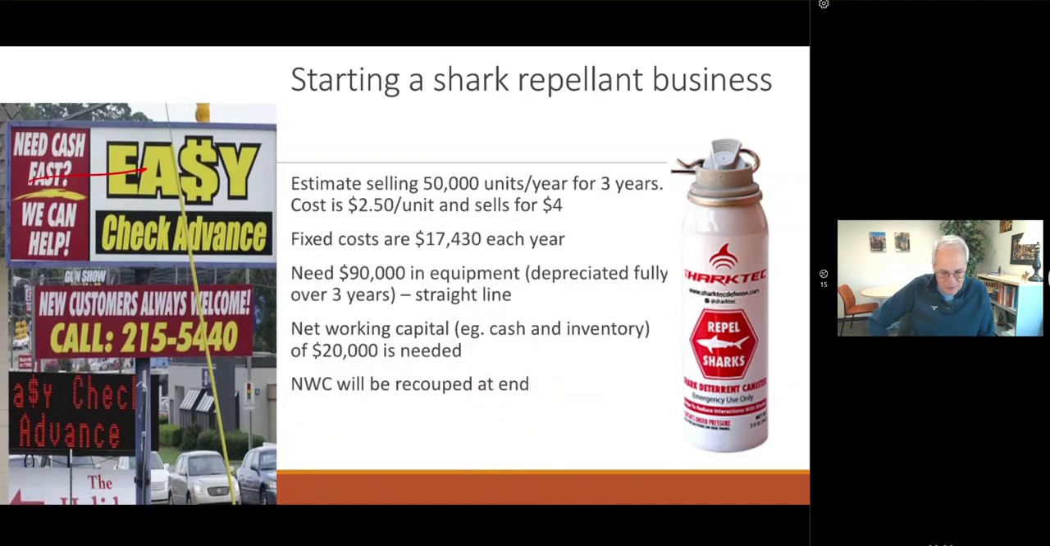So we're going to start a shark repellent business. And there's kind of all the information that you need for starting it up. It's all right there on your outline.